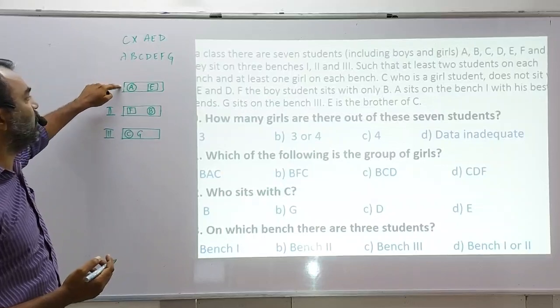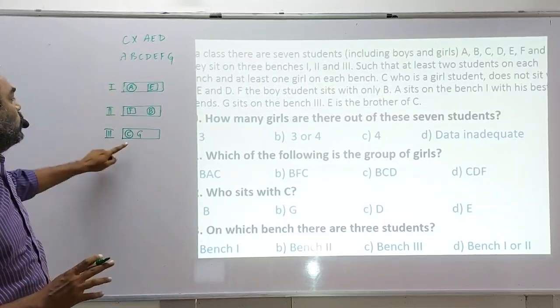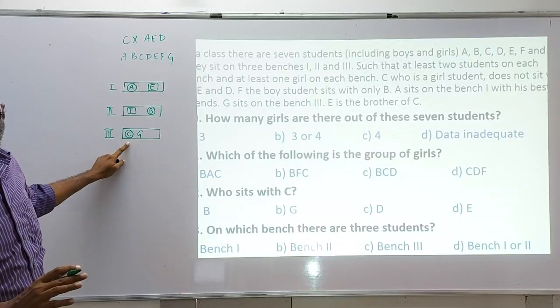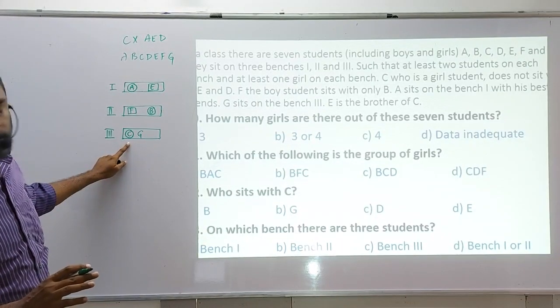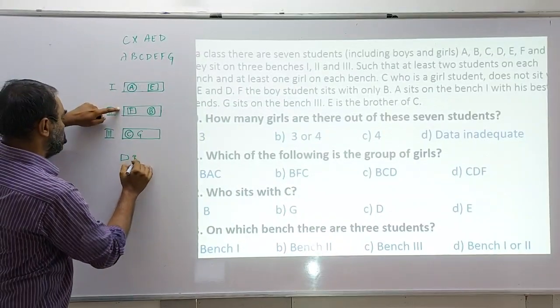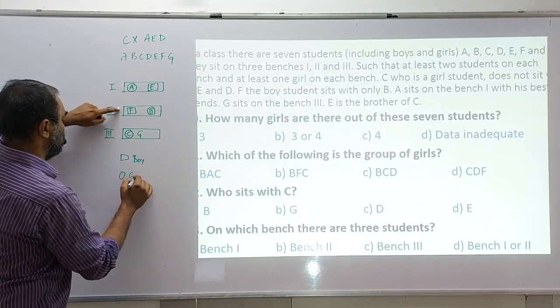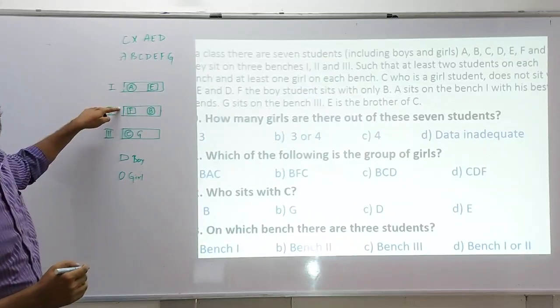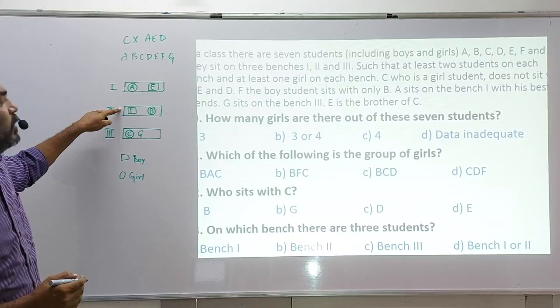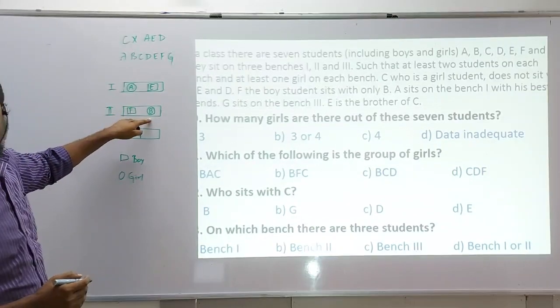So first put C here, but then the conditions change. So I am putting C here. Does not sit with A, E, and D. F is the boy student. The square is the boy. The circle is the girl. F is the boy student who sits only with B. So F is the boy and B is the girl.